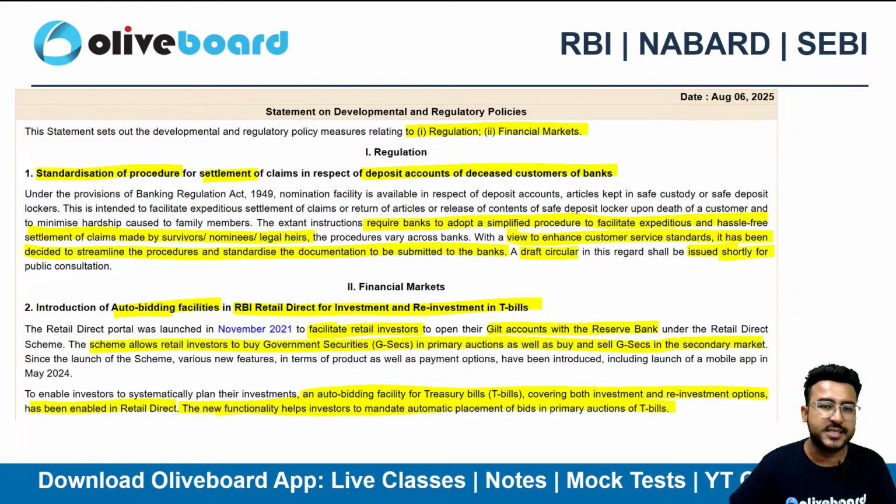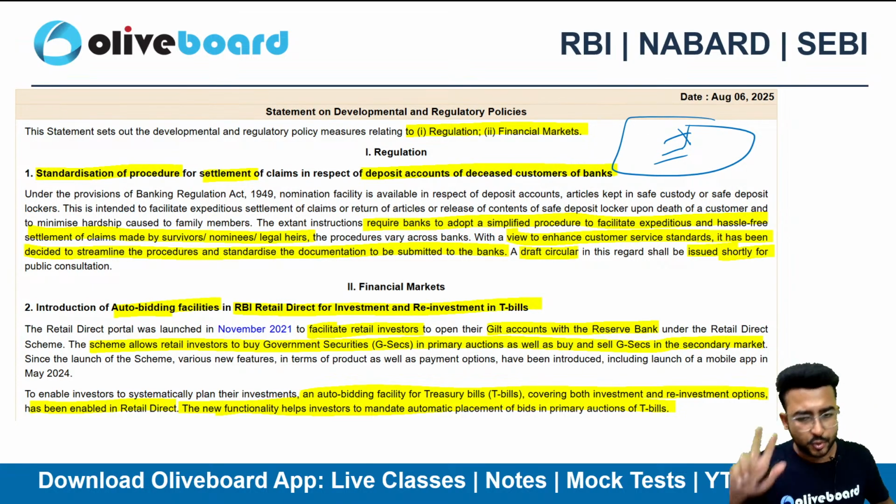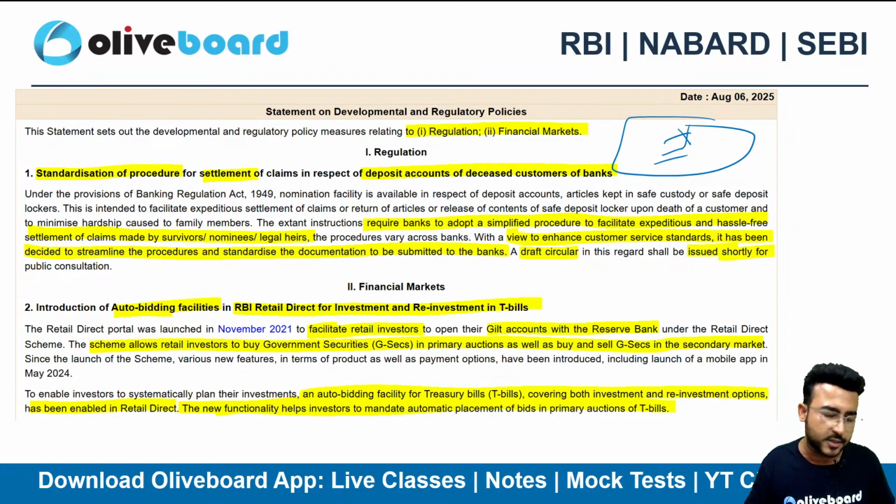So this is from the Statement on Developmental and Regulatory Policies, and there is a high chance that one question can directly come from this particular statement. I'll tell you two or three areas from which the question can come in your Phase 1 examination.